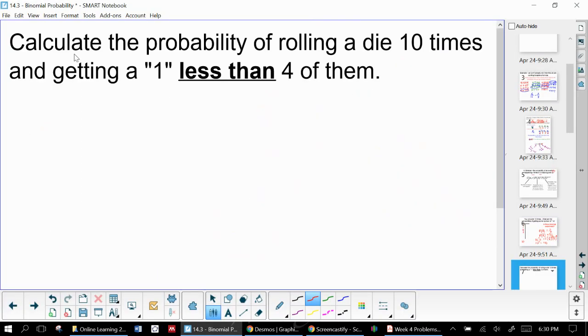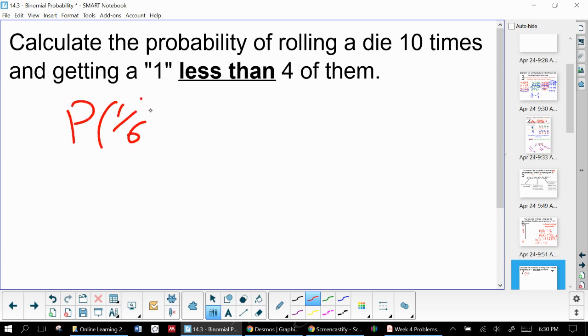So we want to calculate the probability of rolling a die 10 times and getting a 1 fewer than 4 of them. In this case, I'm going to treat this like we didn't just do this exact example. What you want to consider is, step 1, is this binomial? Well, I'm either getting a 1 or not, so it's binomial.